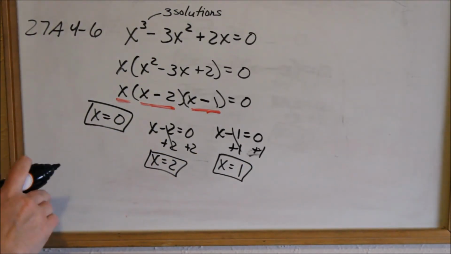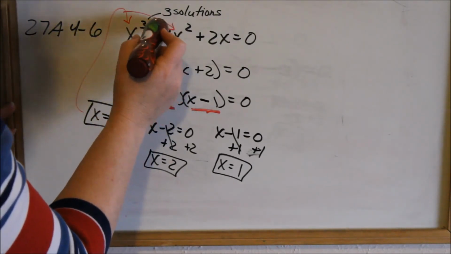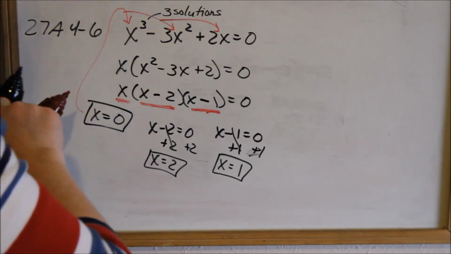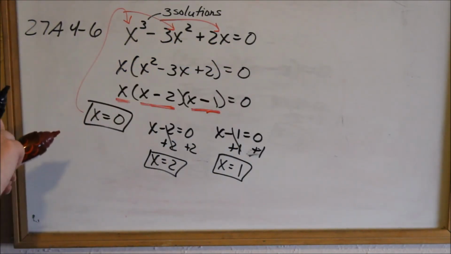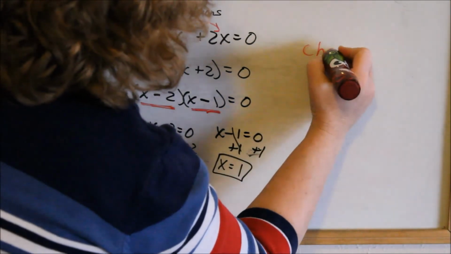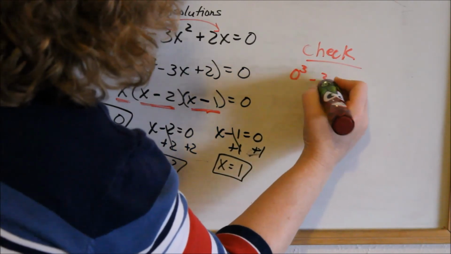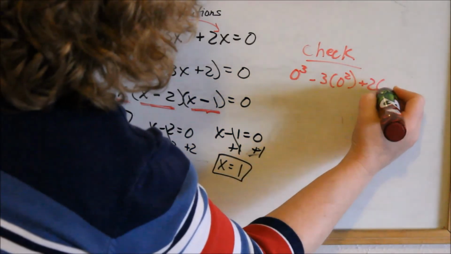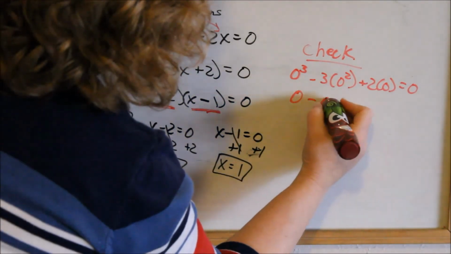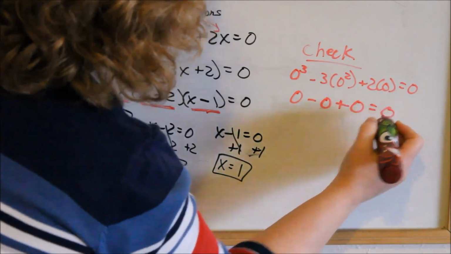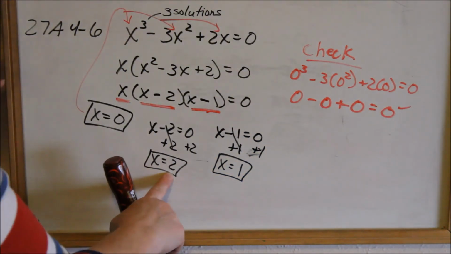Now you can check each one of these, okay? So if I took this one and put 0 in everywhere for x, I'll write it out, but you can see 0. 3 times 0 is 0. 2 times 0 is 0. It's all zeros, but I'm going to write it out over here. I'm going to check over here. So putting in 0 for x, 0 cubed minus 3 times 0 squared plus 2 times 0 equals 0. 0 cubed is 0. 0 times anything is 0. It doesn't matter. This is all 0. That checks.